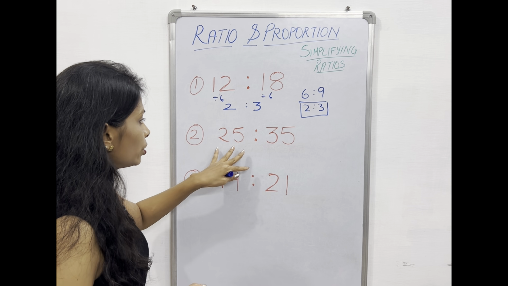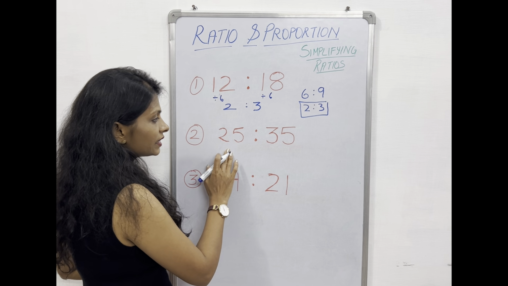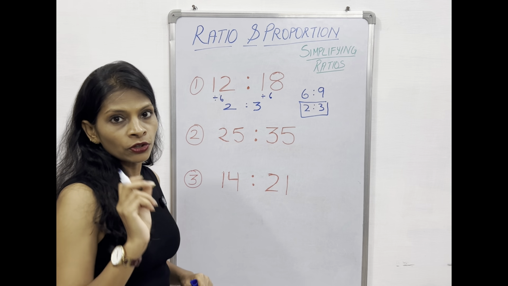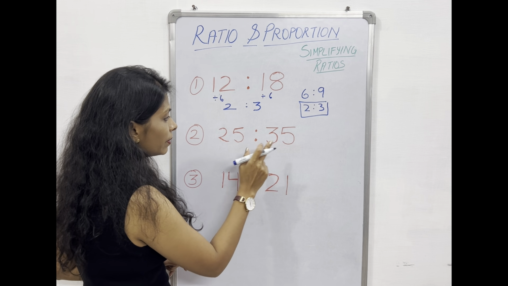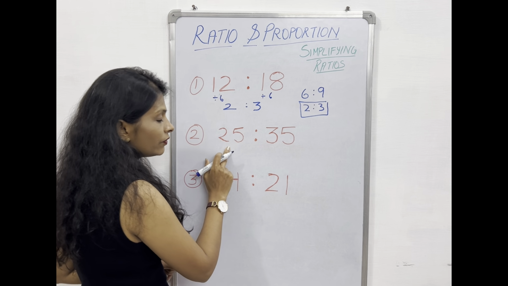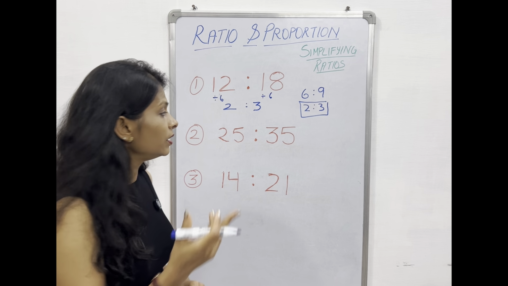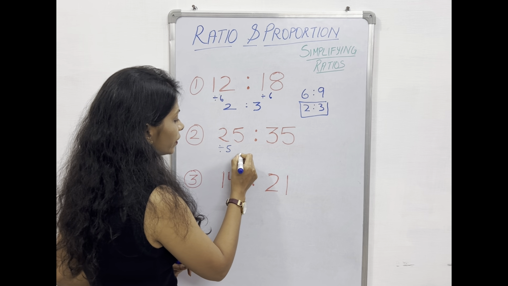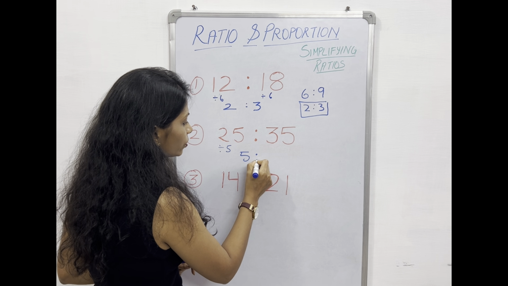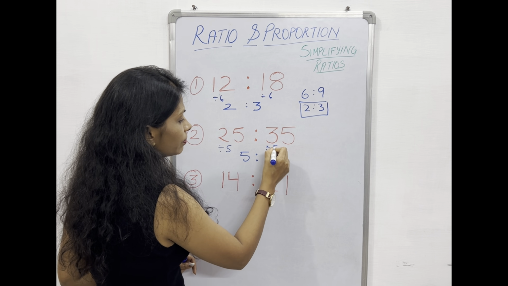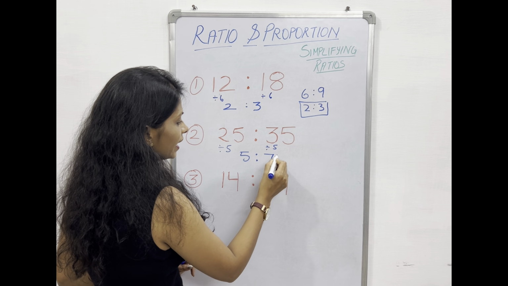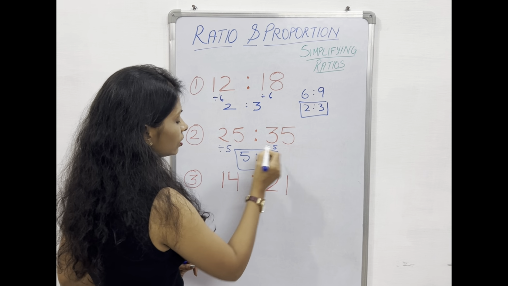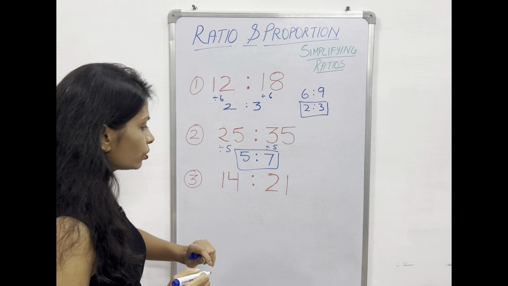Next example, 25 to 35. I can see that both are a multiple of 5. So I will divide 25 by 5 and 35 by 5. Now 25, where does 25 come in 5 times table? 5 times 5 is 25. So 25 divided by 5 gives me a 5, is to 35 divided by 5 will be 7. Hence the simplified ratio here is 5 is to 7.